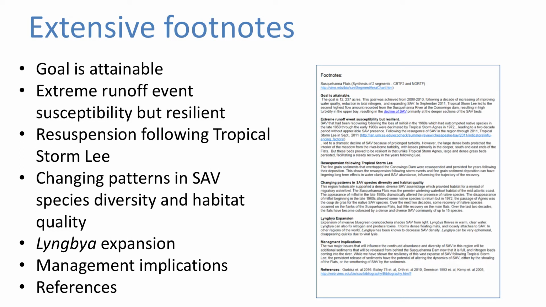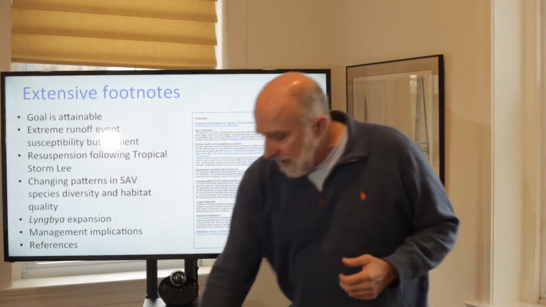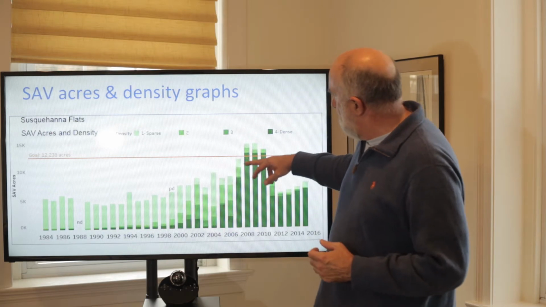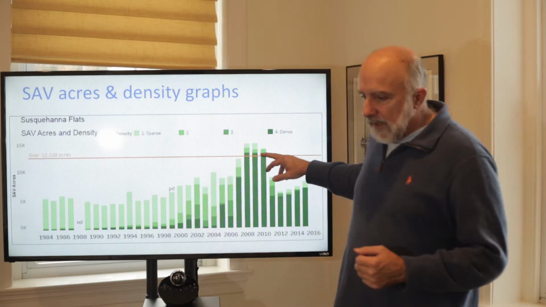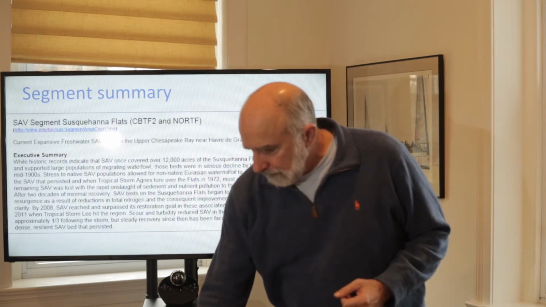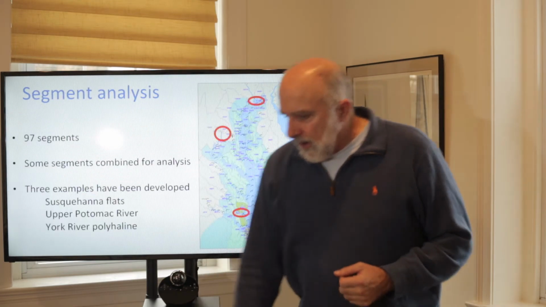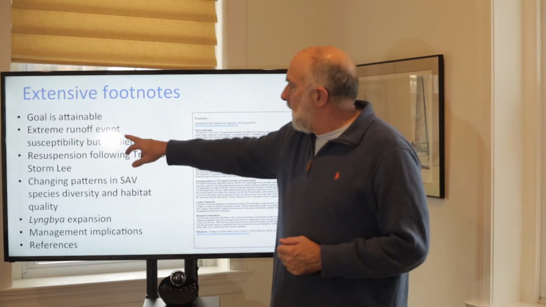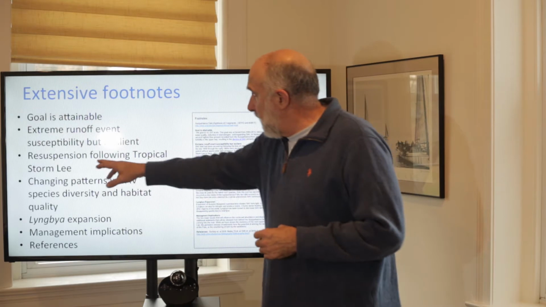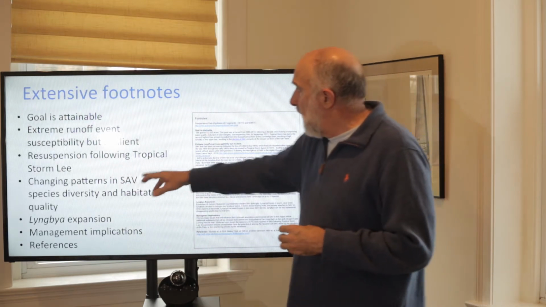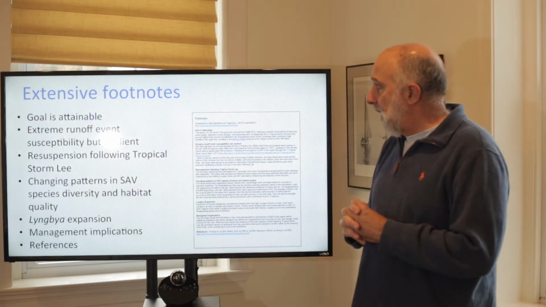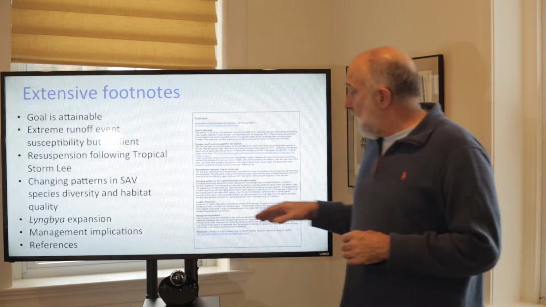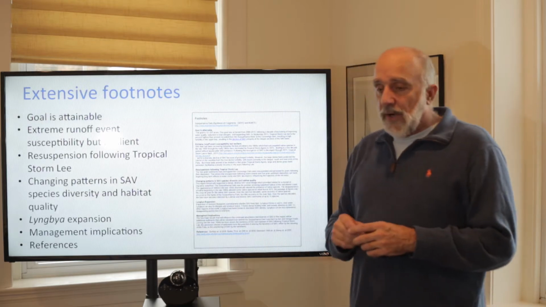So first of all, on a management context, clearly the goal is attainable, and that's fairly easily seen because we attained the goal right before Tropical Storm Lee. So it's certainly attainable. It's also susceptible to extreme runoff, but resilient. You have to worry about resuspension, changing patterns in the diversity and habitat quality have occurred. We have this expansion of the cyanobacteria Lyngbya. There's some management implications we listed and some references.